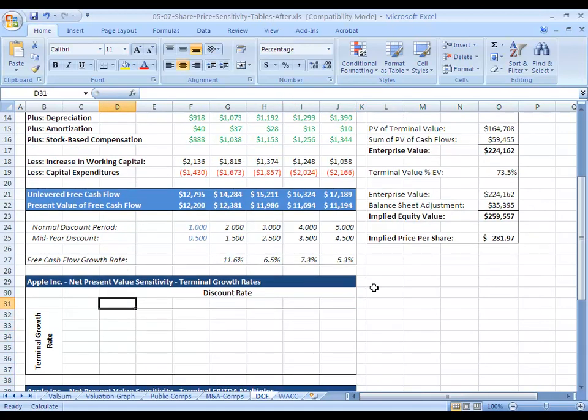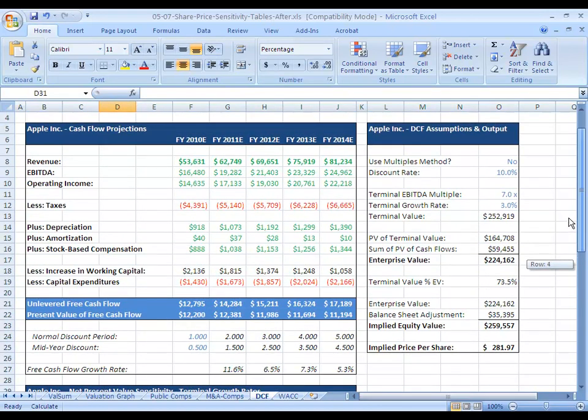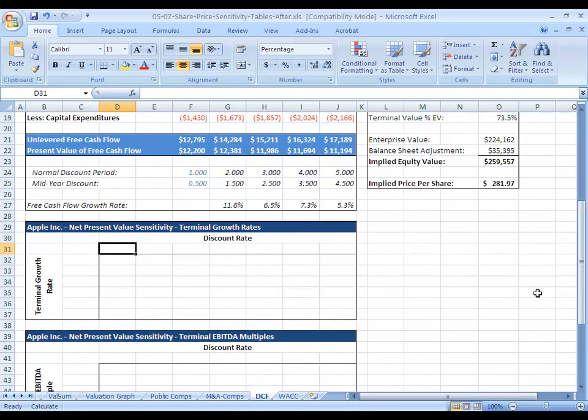So I'm going to start with the first table here, which is going to show us the terminal growth rate versus the discount rate. So this shows us the impact of the discount rate versus the terminal growth rate on our analysis. For the discount rate, recall that our baseline assumption up here is 10%. So I'm actually going to start with this 10% right here.